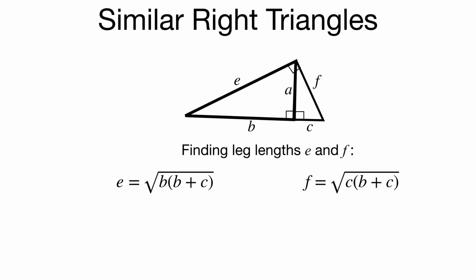So basically, to find the leg lengths E and F on that outer big triangle that we started with, E is the geometric mean of B and B plus C, which is the entire hypotenuse length of the original triangle, and F is the geometric mean of C and B plus C, again, that entire hypotenuse length. So I just remember, whatever leg you want, it's the geometric mean of the hypotenuse segment that is touching the leg you want, and the entire length of that hypotenuse.